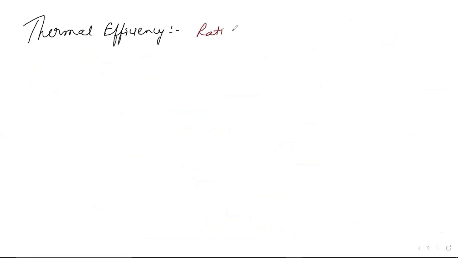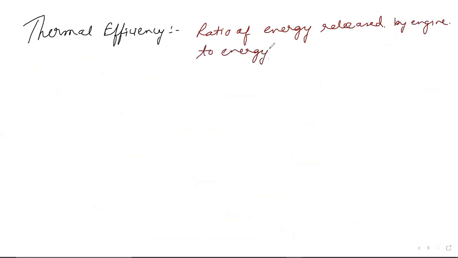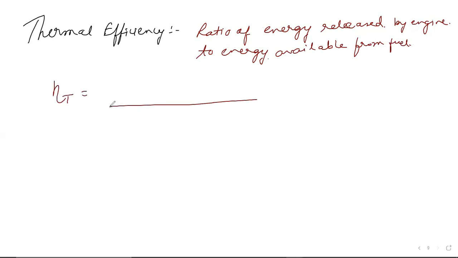So this is basically the ratio of energy released by the engine to energy available from fuel. Technically the same, saying it in different words. It is known as eta T, T meaning thermal. So in thermal, what is the output? Output is half m_e UE square minus half m_i U_i square.